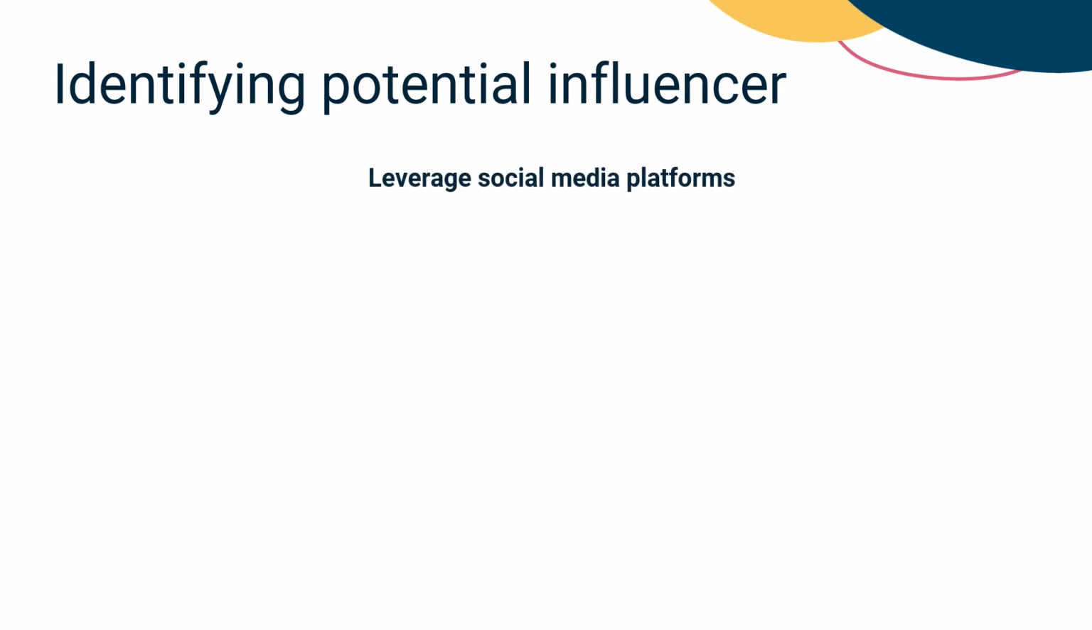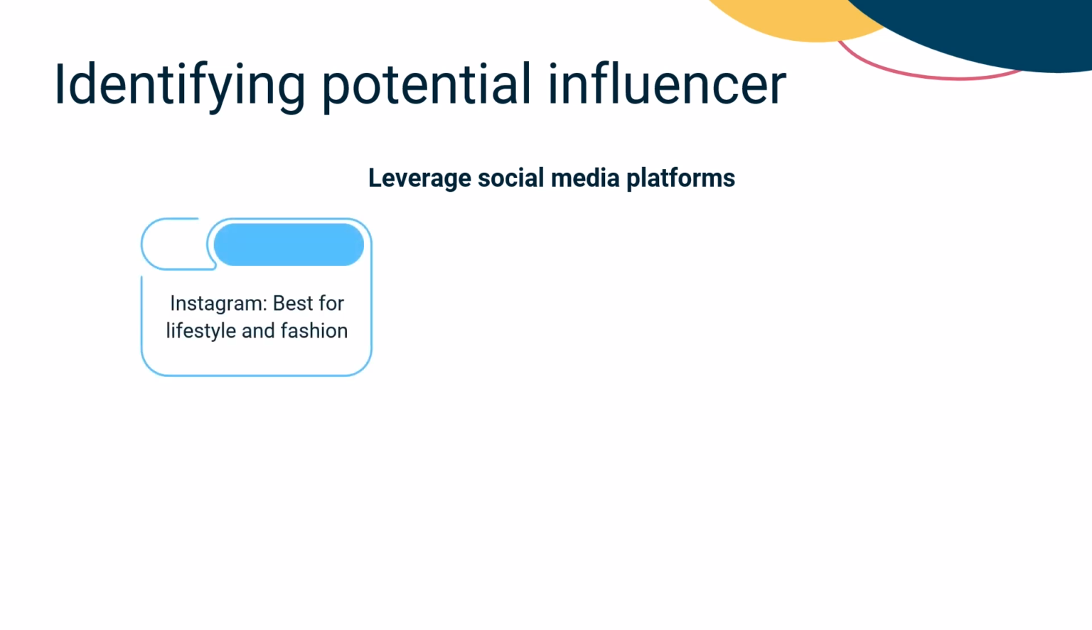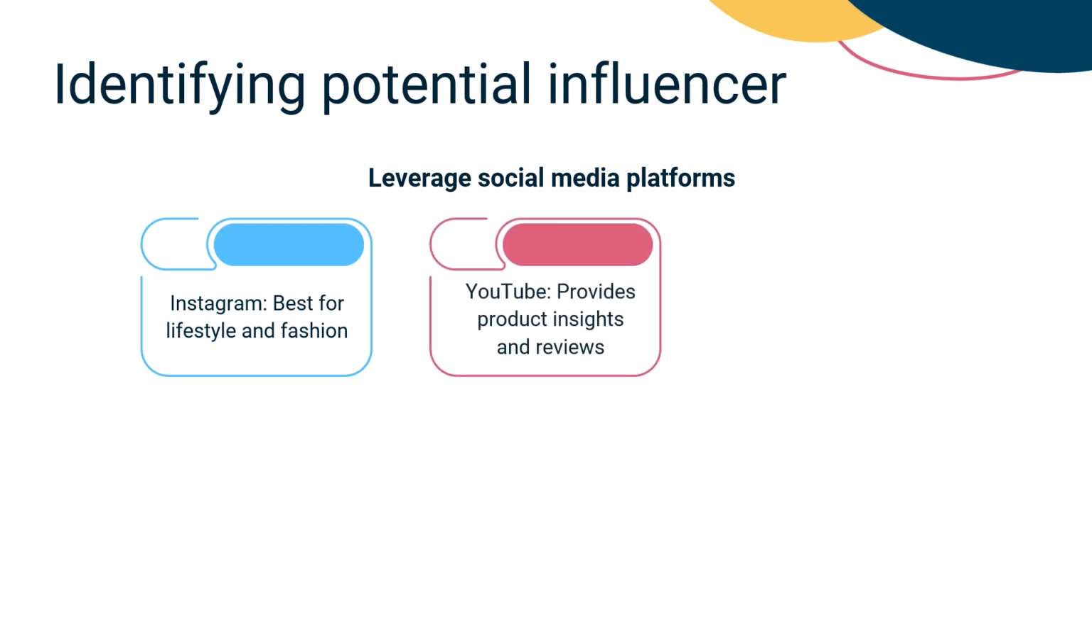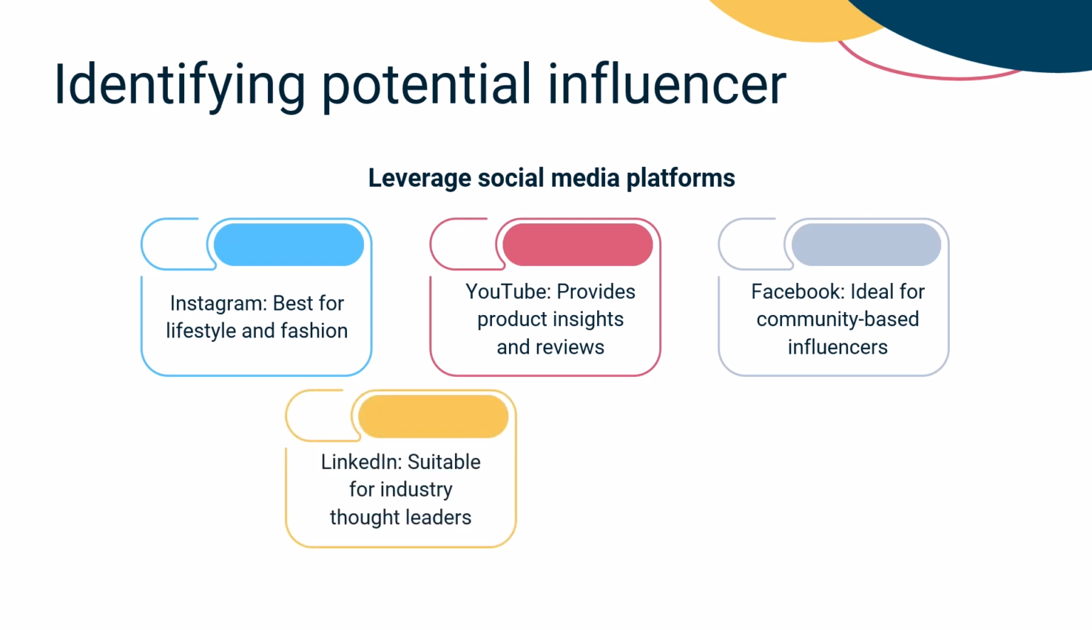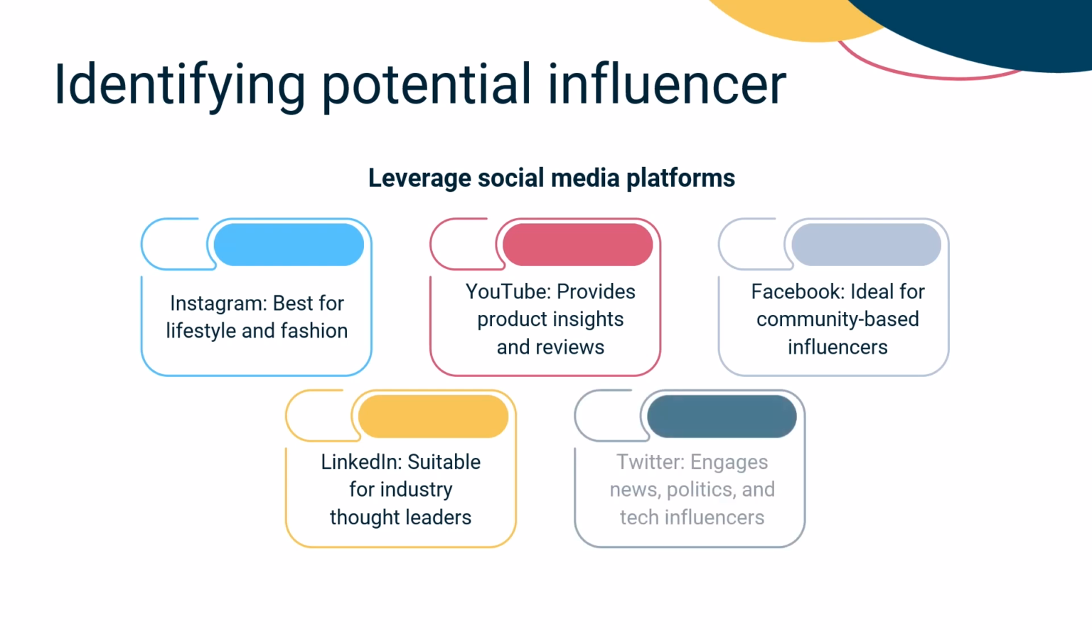Leverage different social media platforms that cater to various influencer types and industries. For example, social media platforms like Instagram are best for lifestyle, fashion, beauty, and entertainment. YouTube is ideal for insights on product reviews and tutorials. However, Facebook is effective for community-based influencers. Professional social media platforms, such as LinkedIn, are effective for business-to-business or B2B and industry thought leaders, and Twitter professionally engages news, politics, and tech influencers.